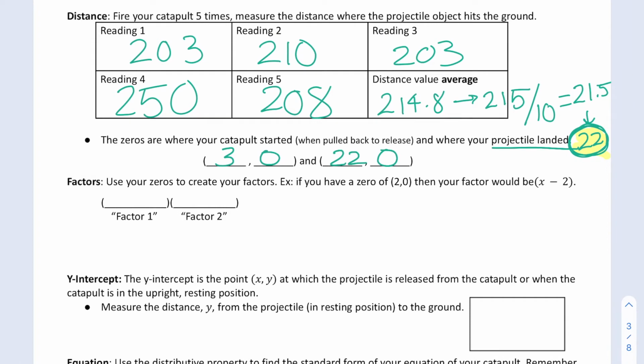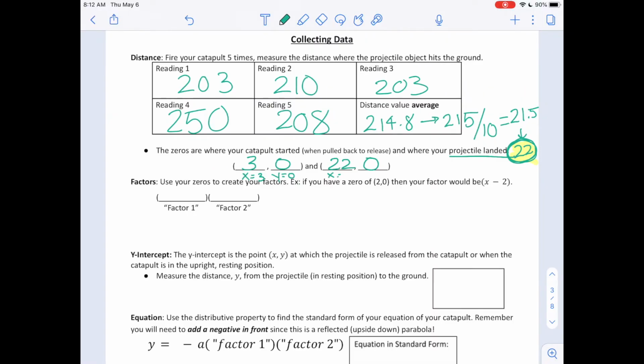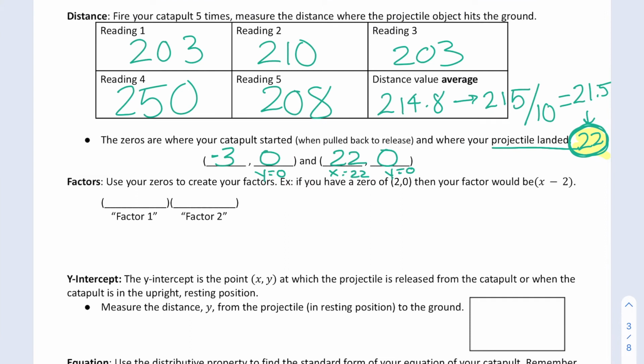So there's a little bit of math involved here. This is x is equal to 22, a negative 3, because our starting point is 0, and if we're pulling it back, that's a negative 3. So this is x is equal to negative 3. And what we want to do is set it equal to 0. So if x is equal to -3, we want to add 3 to both sides to get this set equal to 0. And this is x plus 3 is equal to 0. This is factor number 1.